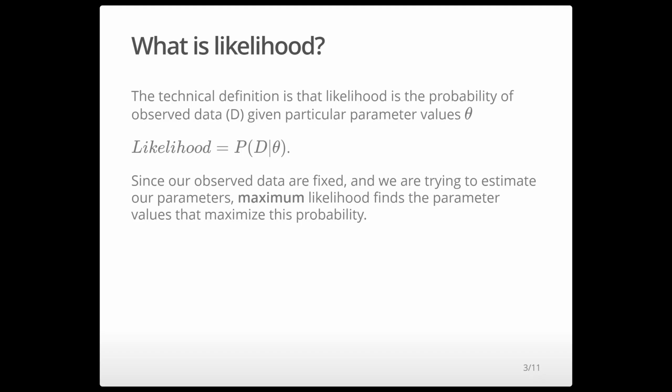Since our observed data are fixed, we already collected our data and we know what our collected data looks like. We have our sample, and we're trying to estimate our parameters. The idea of maximum likelihood is that we're trying to find the parameter values that maximize this probability.